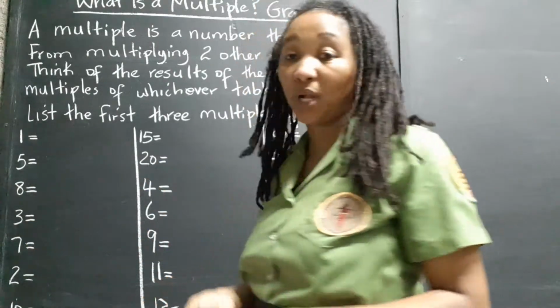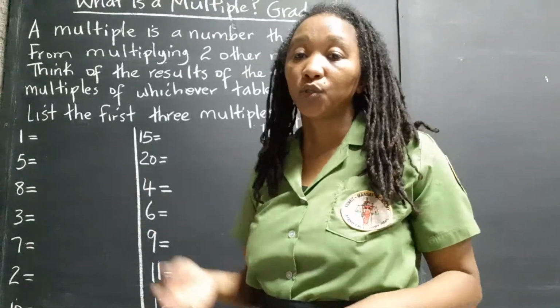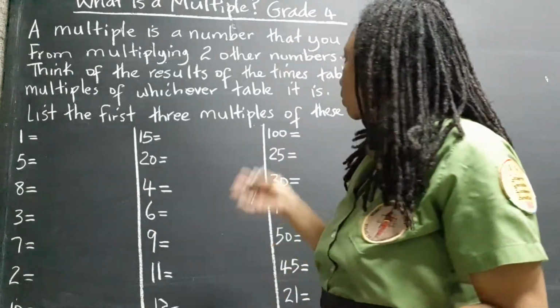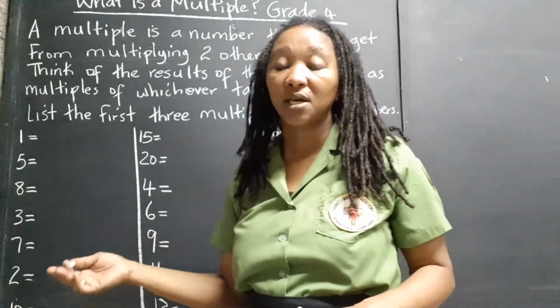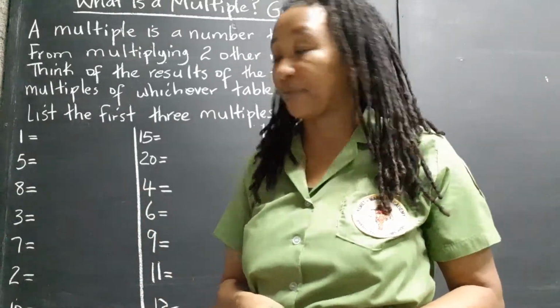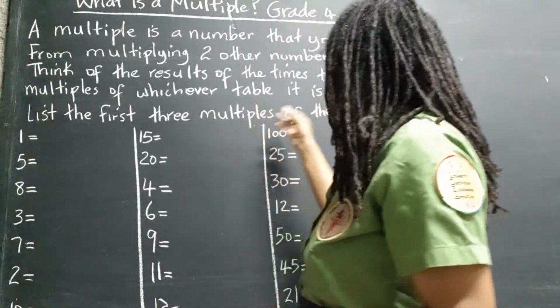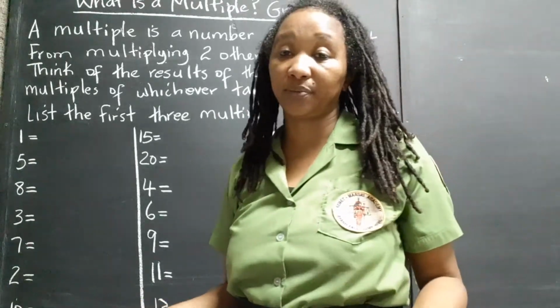So what is a multiple? A multiple is a number that you get from multiplying two numbers. So if I say 5 times 4 gives 20, 20 is a multiple of 4 and 5. Think of the results of the times tables as multiples of whichever table it is.